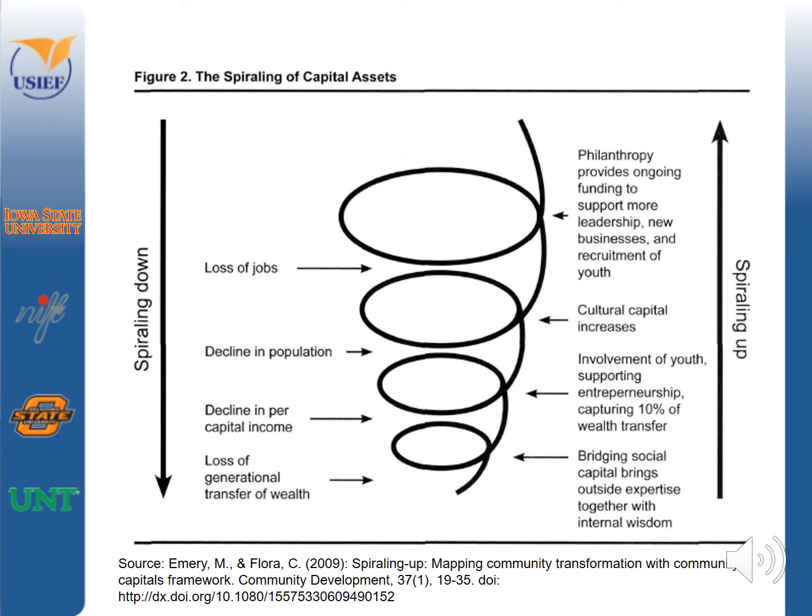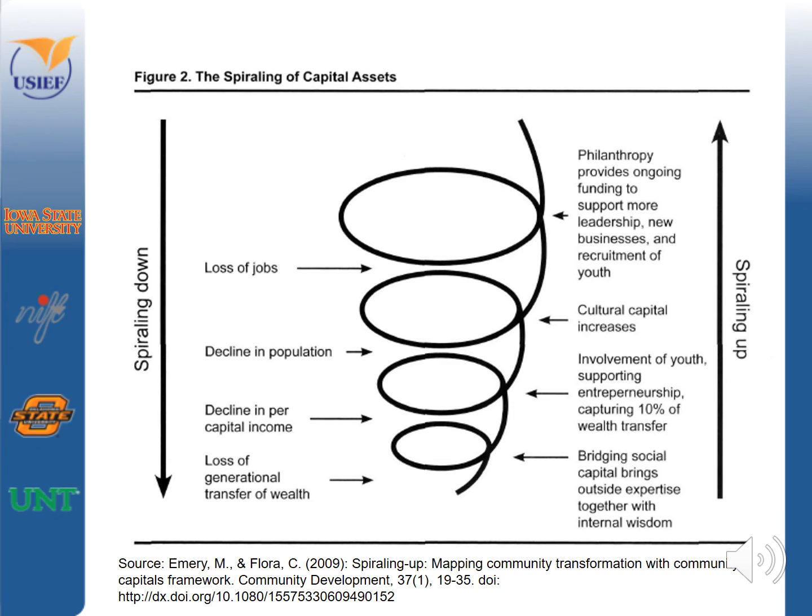In the image on this slide, we have a visualization of Flora and Flora's spiraling of capital assets. In the first column, spiraling down, we can see how decline can lead to more decline. In the second column, spiraling up, we can see how one small positive can lead to many more positive events. Let's look first at spiraling down.